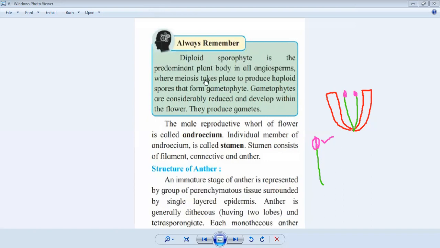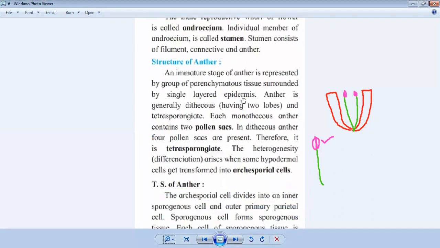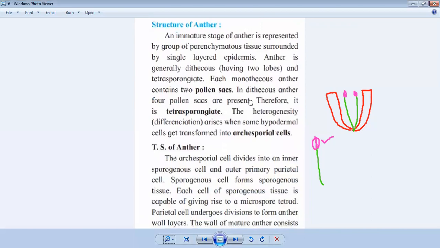So the part of androecium which is called the stamen. The stamen consists of three parts, that is the filament, connective, and the anther. So this one, the pink portion, is the anther. This joining portion is the connective, and the green portion is the filament. Let's just talk about the structure of anther. ठीक है, अभी हम लोग बात करते हैं यहाँ पे structure of anther के बारे में.